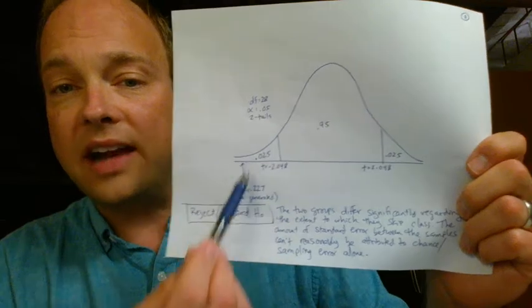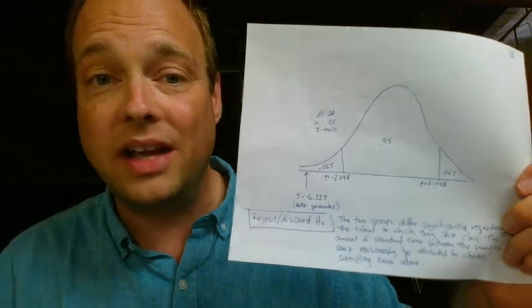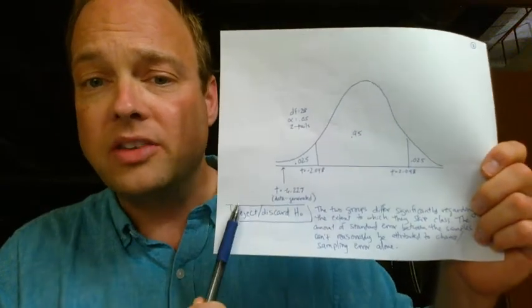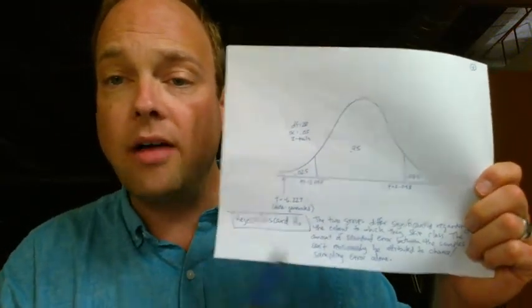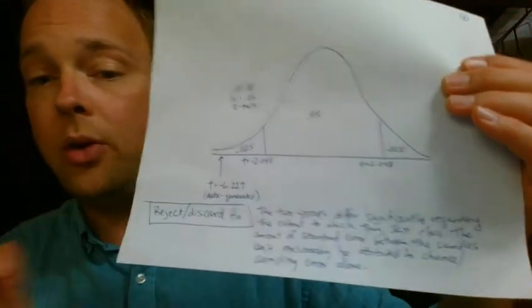Therefore, reject. It fell in the rejection region. Remember the tails of the rejection region. Also remember, because this is a two-tailed test, I was open to finding a difference on either side. It happened to be on the left-hand side. So I reject the null hypothesis of equality, and here's my conclusion. The two groups differ significantly regarding the extent to which they skip class. The amount of standard error, this is important language, the amount of standard error between the samples can't reasonably be attributed to chance or sampling error alone. And that is all reflected on the handout that I've been showing you on this YouTube clip.